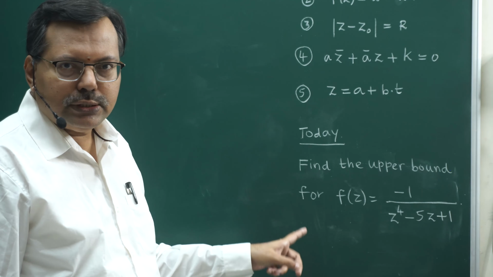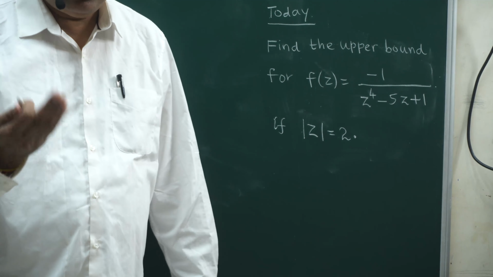Upper bound means the limit at the top, and that's called the maximum value, right? The mathematically technical word is upper bound, but if you just want to know what it is, it's actually a maximum value. So find the maximum possible value for this particular function, subject to the condition. Of course, there is a condition. If the condition is not given, you can't find the maximum value. So the condition is that modulus of Z is equal to 2. If the condition changes, then the maximum value will also change.